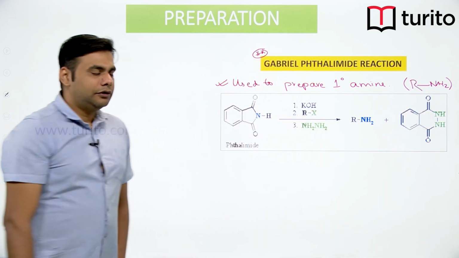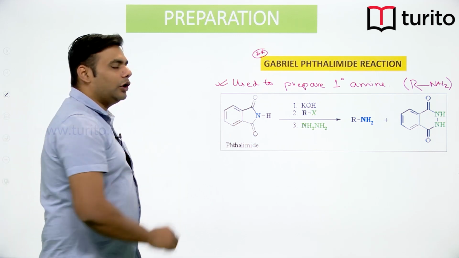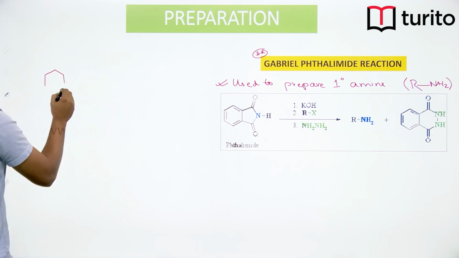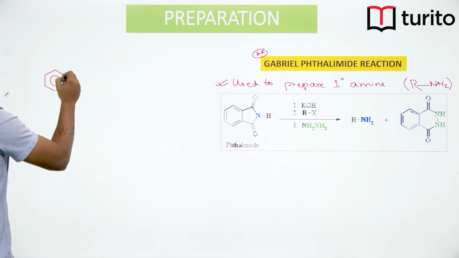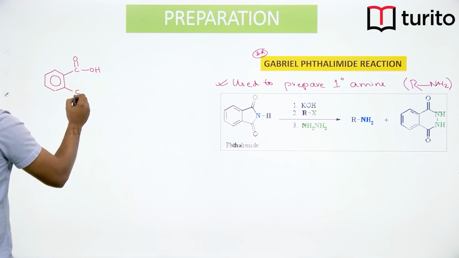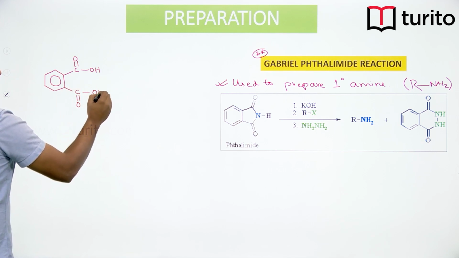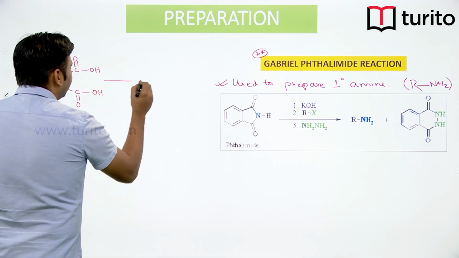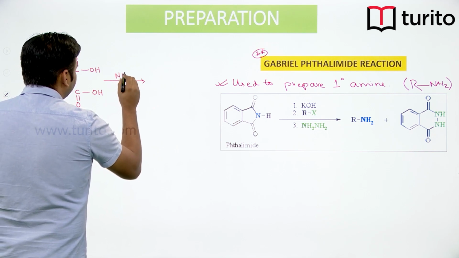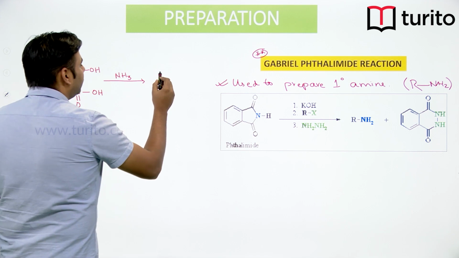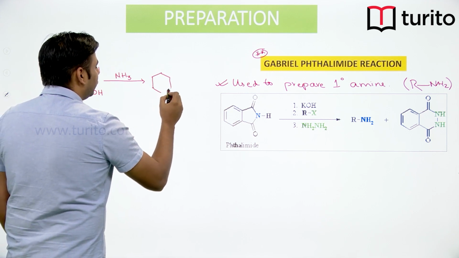So what happens in this reaction is we take a molecule known as phthalimide. Now phthalimide is basically prepared through phthalic acid. We know that in the previous lecture we had studied the dicarboxylic acids, and I have also given you the shortcut way of remembering the dicarboxylic acids. So what we do over here is we react this with ammonia. Because ammonia is a base, it will undergo an acid base reaction and form a salt over here.